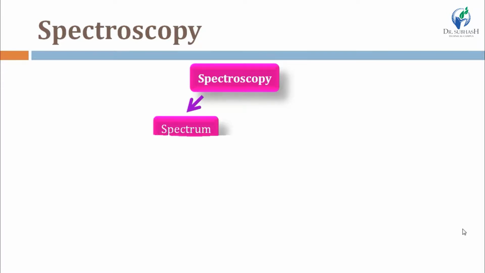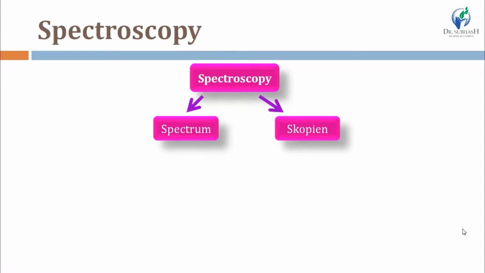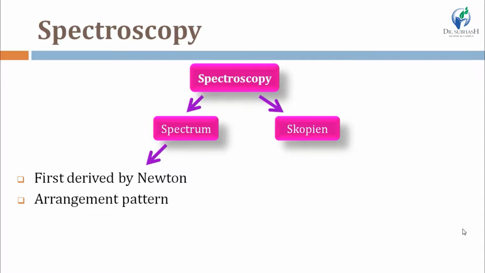The word spectroscopy is comprised of two words, spectrum and scopion. The word spectrum was first given by the scientist Newton, and this word spectrum means arrangement pattern.